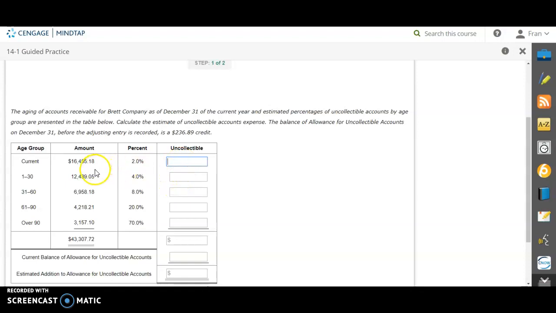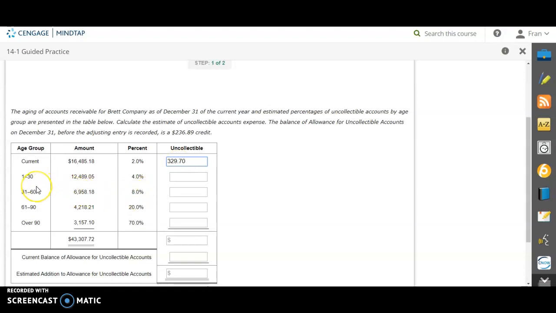All right, so what this business is doing is they're just going out and saying, what are my outstanding accounts right now? My accounts receivable outstanding that is due currently is $16,485.18. What is 2% of them? Well, if you do the math and round like you're supposed to, you'll come up with $329.70.